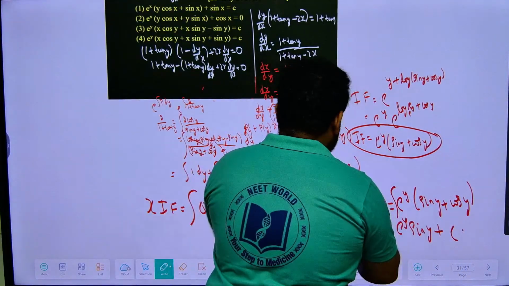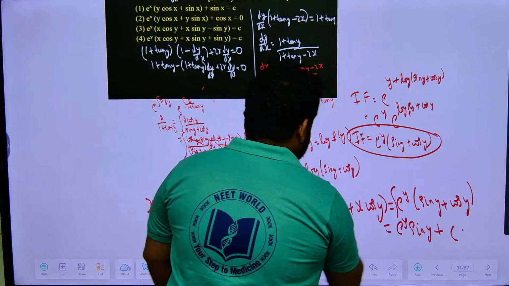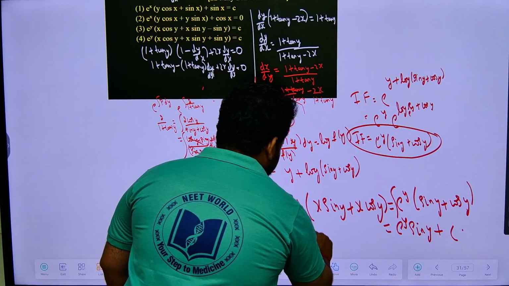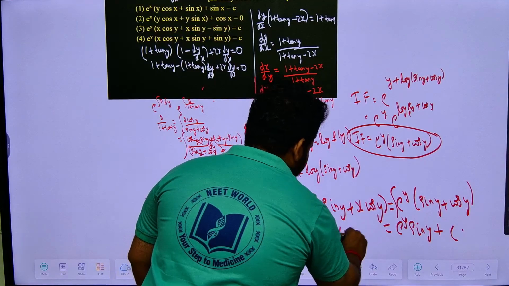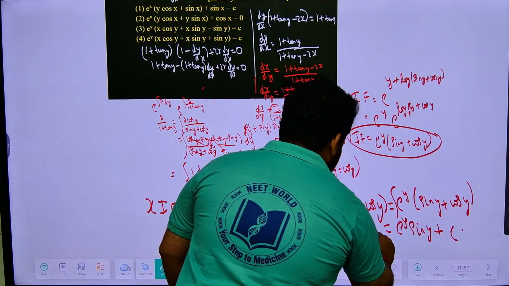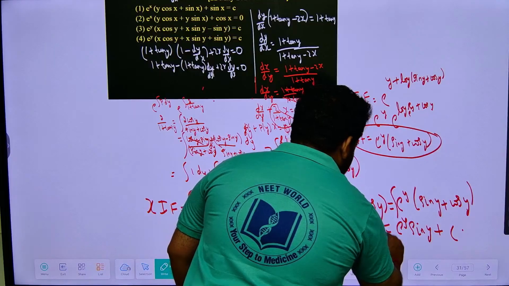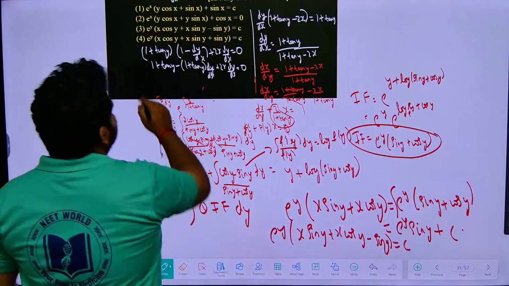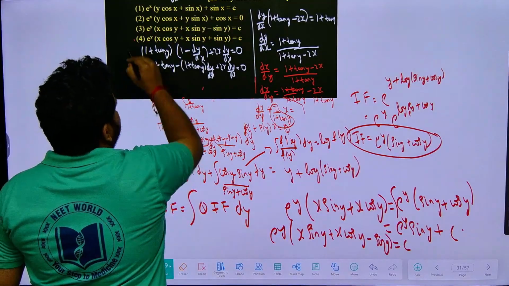If I bring it to the LHS, this will become e power y into x sin y plus x cos y minus sin y is equal to c. So e power y is taken common. So the answer is the third option. The answer is the third option.